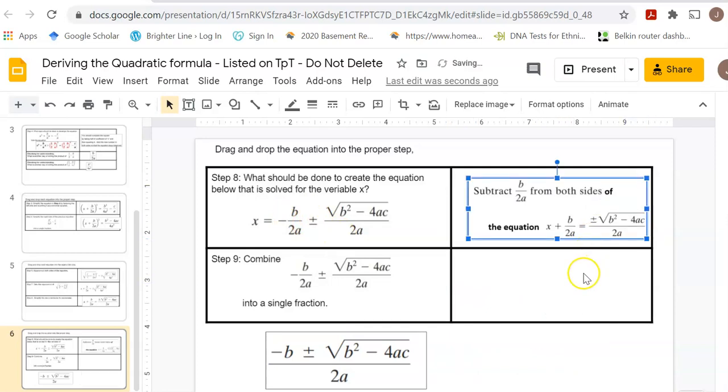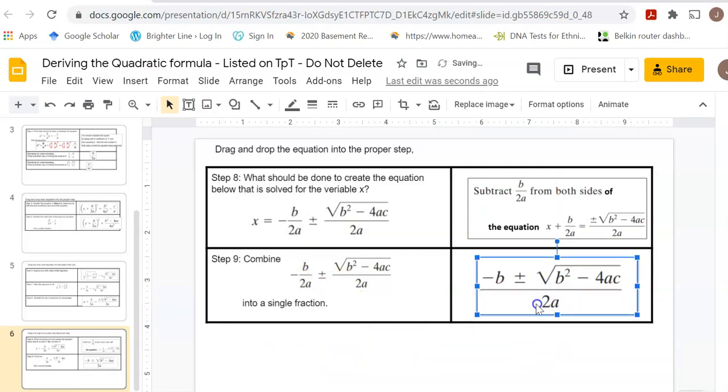So there it is. And the last step says combine negative b over 2a plus or minus this fraction into one fraction. They have the same denominators, so you just combine it across the top. And look, they've just derived the quadratic formula. So you just taught them how to derive the quadratic formula, and they can do it. And the computation wasn't something that they had to do on their own yet.